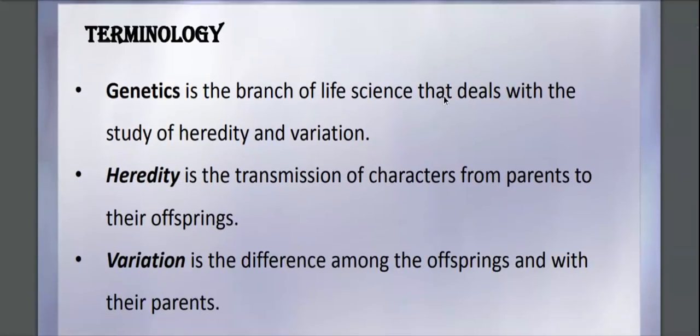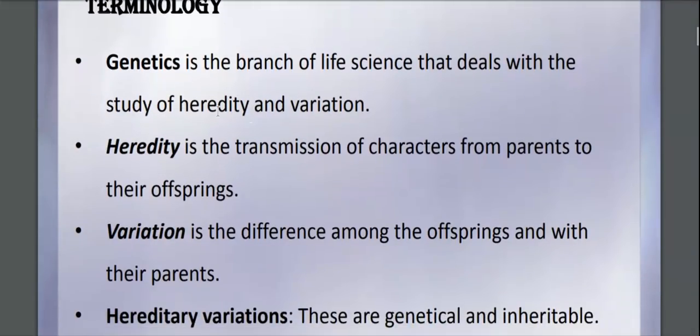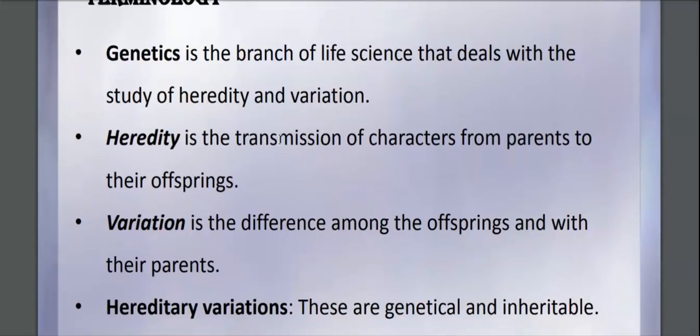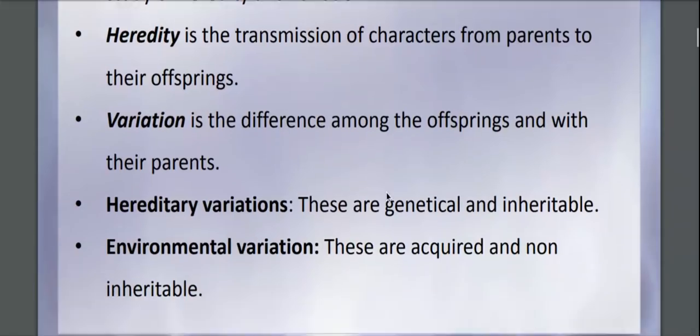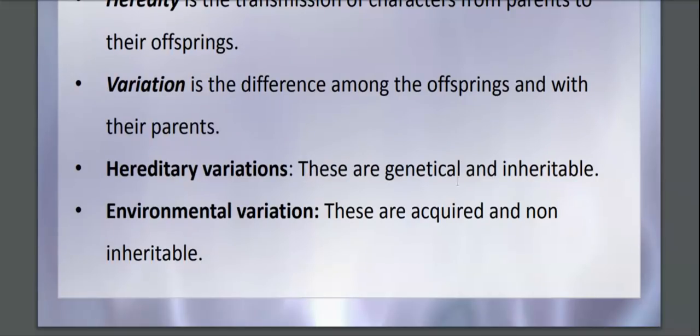Some of the terminologies you'll come across in this chapter that you need to learn. Okay, genetics, which we already talked about, that is, it deals with heredity and variation. Heredity. What is heredity? It is the transmission of characters from parents to their offsprings. What is variation? Variation is the difference among offsprings. This is already discussed. Hereditary variations. Please note the variations which are genetic and inheritable are called as hereditary variations.